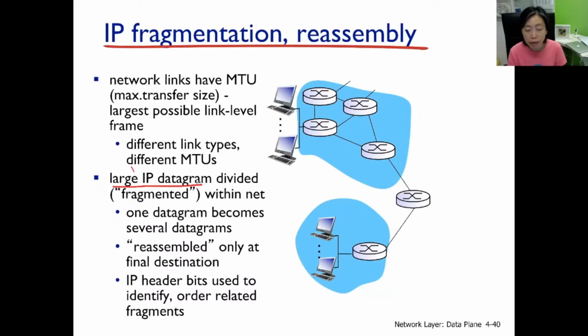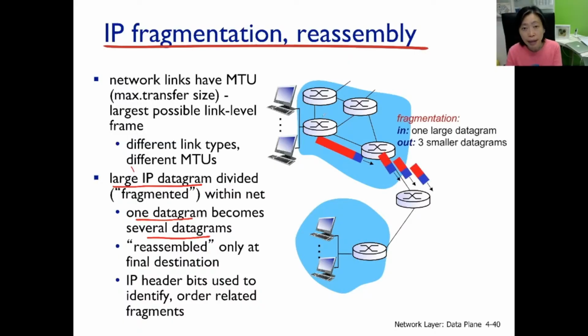A large IP datagram needs to be divided into multiple parts when we run into a link that defines a smaller MTU. So one datagram will become several datagrams like this. Note that these smaller ones are not frames. These smaller ones are IP datagrams. So we actually break them into multiple parts before passing it on this link here. Now these datagrams will remain the way they are through the network and come into the destination. The reassembly is only done here, only at the destination. So only the final destination is doing the reassembly.